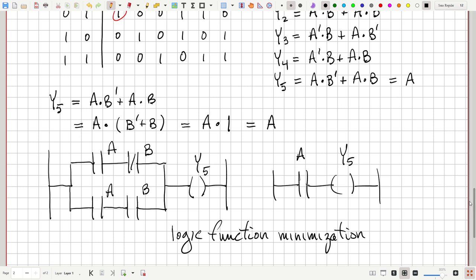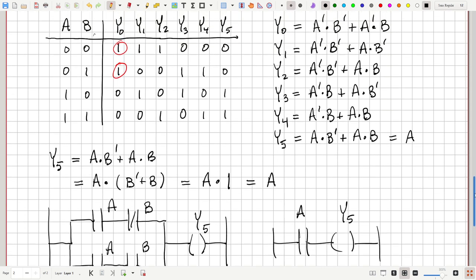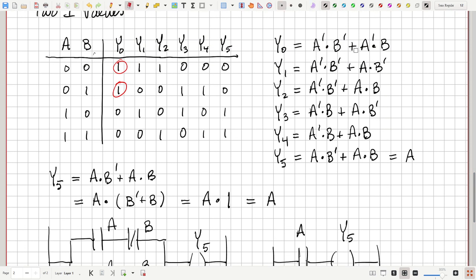All right, now we can do a similar thing if we look up here. Let's see. So in this Y0, you notice we can factor out an A prime, a not A, and that would leave then not B or B. Okay, and we said not B or B is equal to 1. So that would be not A and 1, so this would just be not A. Right, by the same logic we went through here.